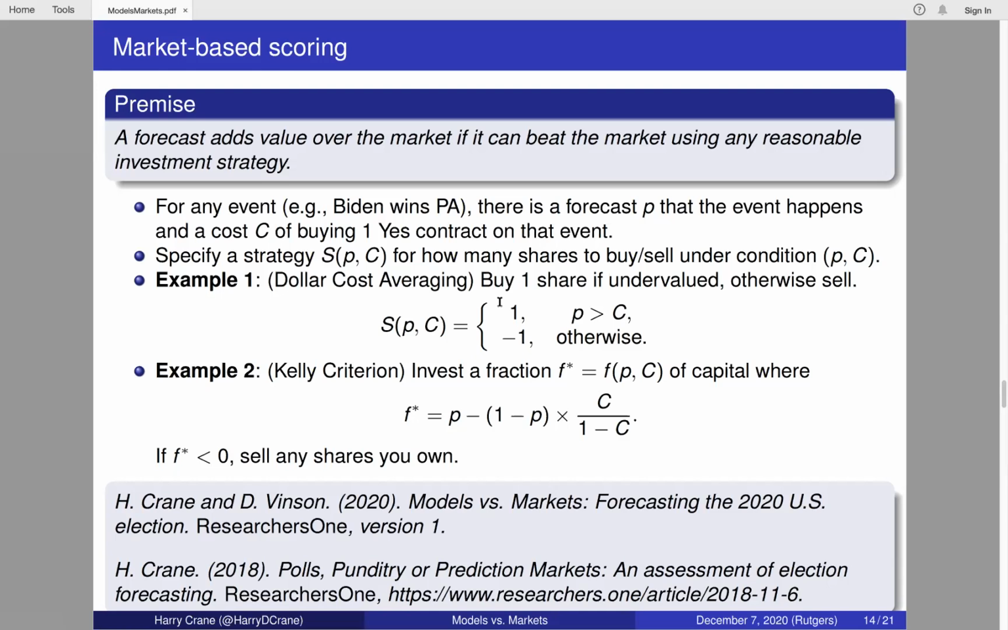And actually, when I have a 61% probability on Pennsylvania in that case, I'm not going to buy anything because of the transaction costs. But that's how the Kelly criterion works.